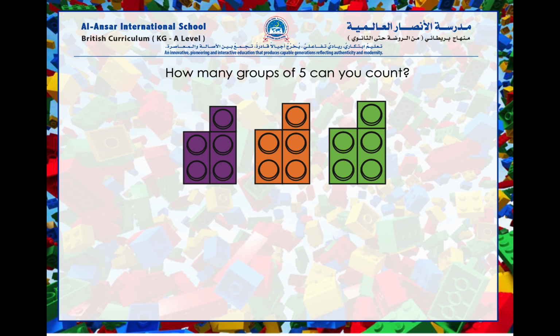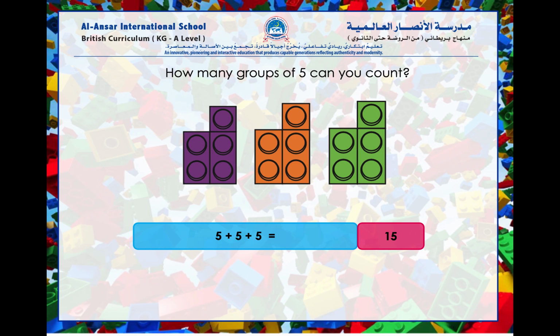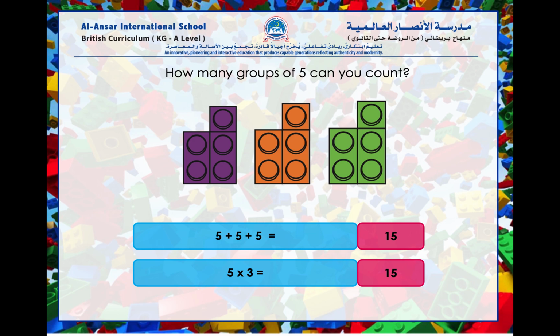How about now? How many groups of 5 can you count? So here we have one group of 5, another over here, and another over here. So now we have 3 groups of 5. So we will say 5 plus 5 plus 5. Can you guess what 5 plus 5 plus 5 equals? If you've guessed that it equals 15, super job! Notice that the last number here is a 5. So 5 times 3 equals 15.